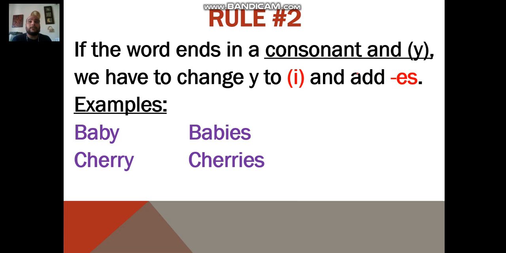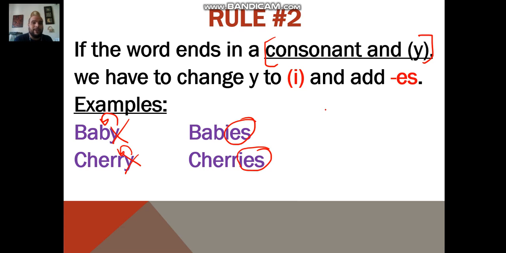If the word ends in a consonant and Y, and that's why we have revised the consonants and the vowels, consonant plus Y, just omit the Y and replace it with IES. That's the rule. Consonant plus Y means in plural IES. Here I have a B before the Y, and here I have an R before the Y. B in baby and R in cherry.